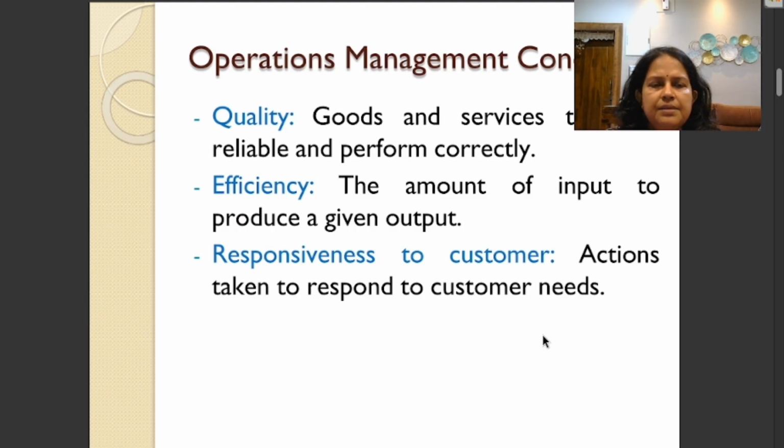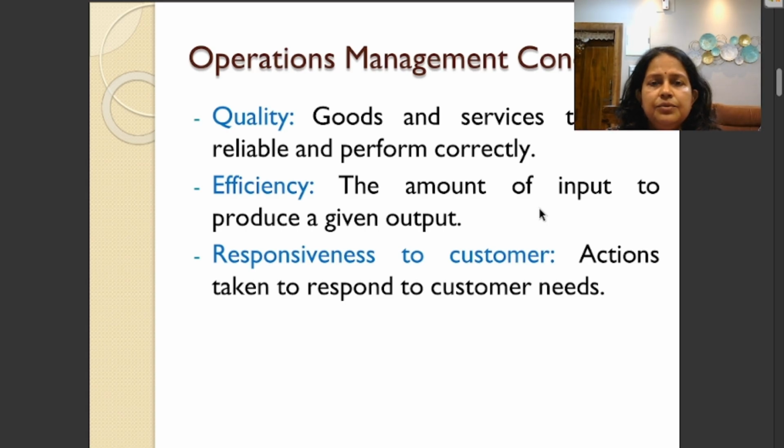Operations management concept. If you see the operation management concept, it deals with quality, efficiency, and responsiveness to customer. Quality is the standard or the performance level expected by the customer. So we have to try to reach the expectation of the customers, and we have to fix the standard as per the requirement of the customer. So that is the quality. Quality means goods and services that are reliable and perform correctly.